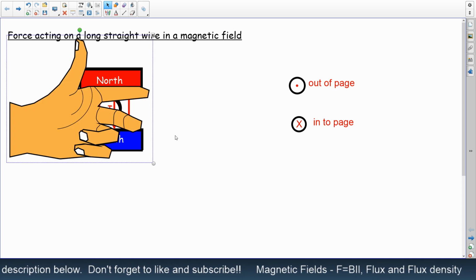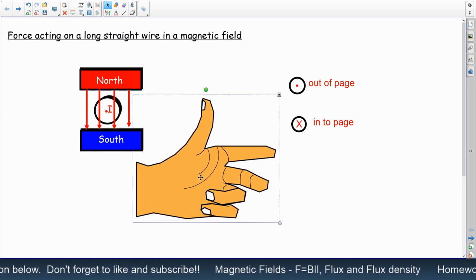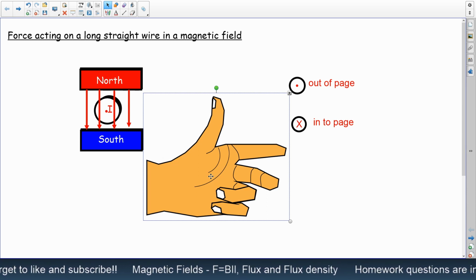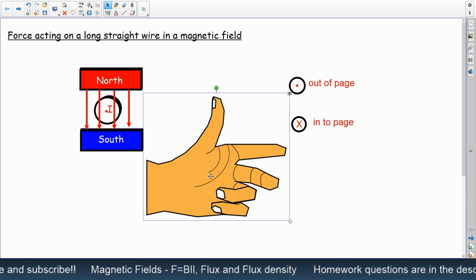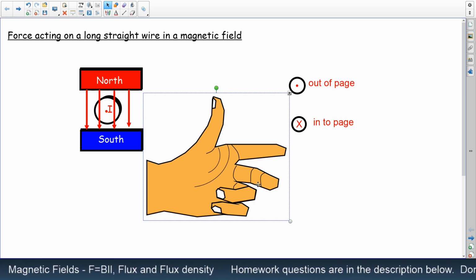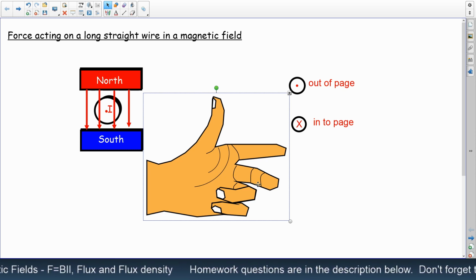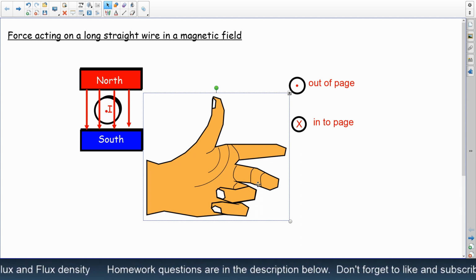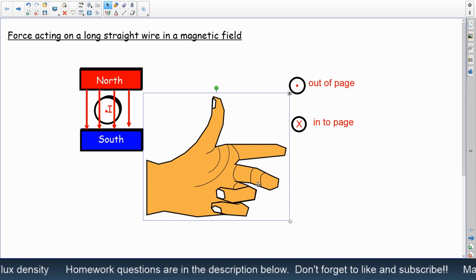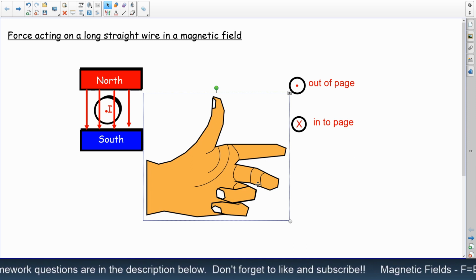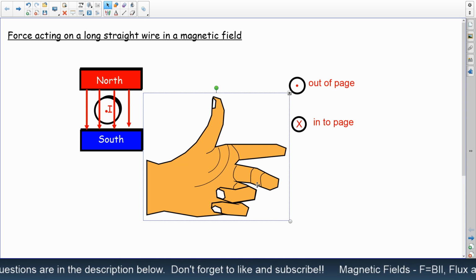Okay, so what you need to do is get your left hand and hold your fingers like this. So that is, your thumb is vertically up in the air, your index finger is extended completely straight, and your middle finger is at right angles to both of them. So it's kind of looking horizontally. If you're pointing your thumb up, your index finger, say, to the right, then your middle finger should be pointing towards you. Okay, so that's how this works.